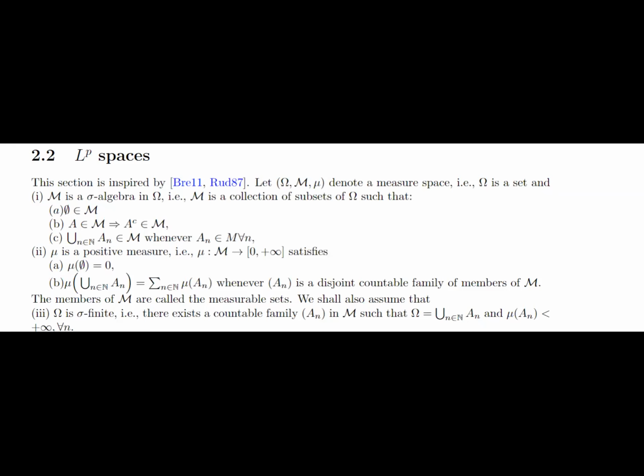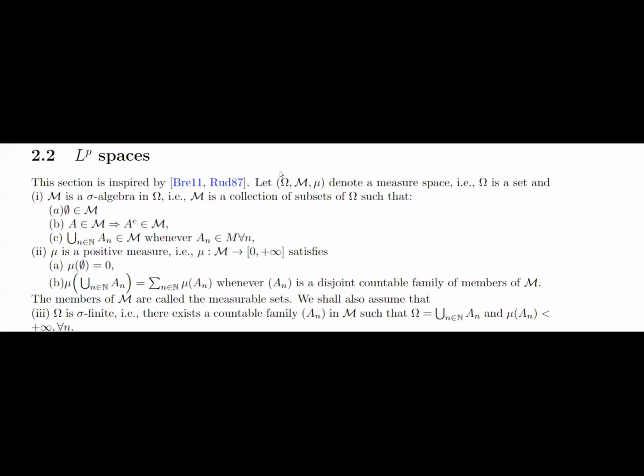So we are now giving a little bit more details about the LP spaces. This section is inspired by the book of Brezis and the book of Rudin. It's a mix of those. There's some material in Brezis about basically the Lebesgue integral, and I use that because it's short and it's sufficient for our purpose. So to define the LP spaces, you need to remind what a measure space is.